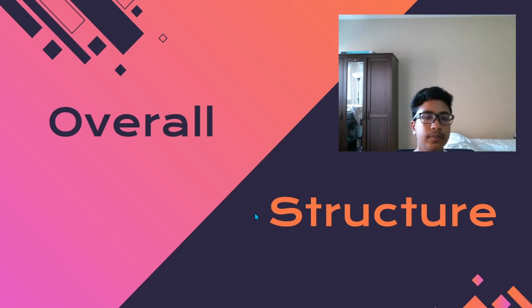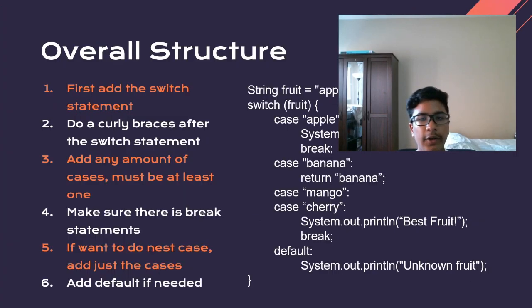Overall structure. Here in overall structure, first we initialize the variable, then we do switch and the variable that we want to compare with, and the rest of the code will go into the curly braces. We do each individual case. We could have any number of cases that we want. And after we check each value, make sure to use break. So after we check, we can break out of the code.